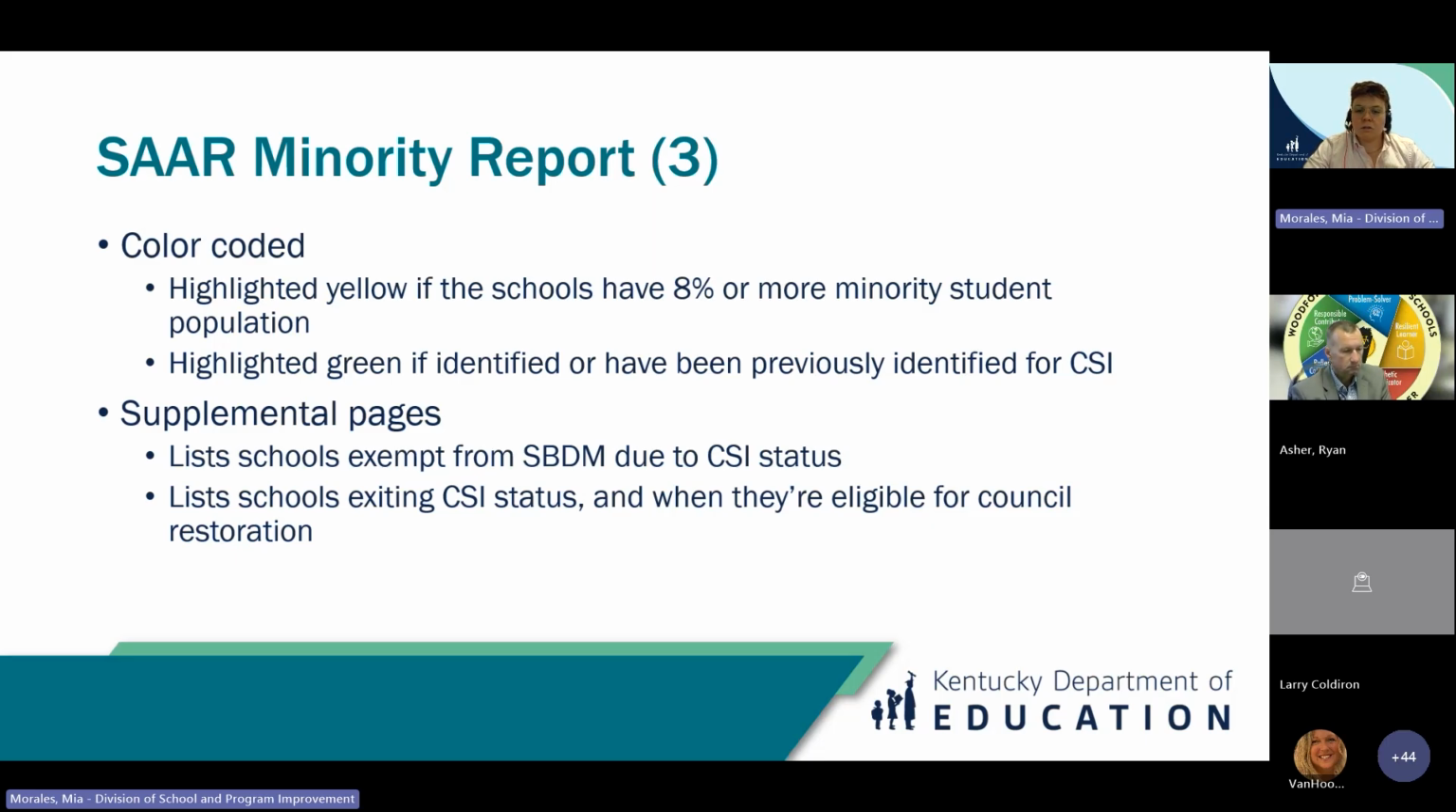You'll see a list of schools that are exempt from SBDM due to CSI status, as well as a list of schools that have exited CSI status and a date when they would be eligible for council restoration. So just as a reminder, if a school exits CSI status, they have to wait 2 years before the Board of Education can reinstate their council.